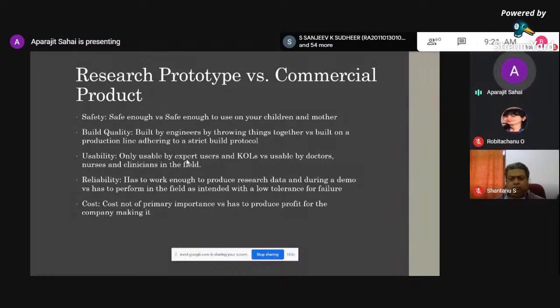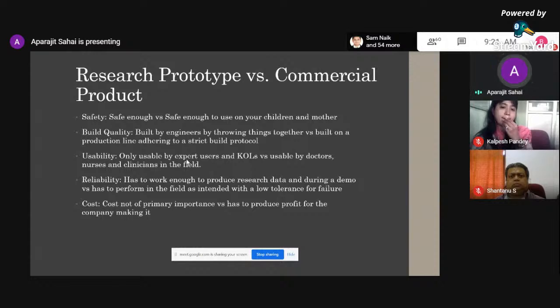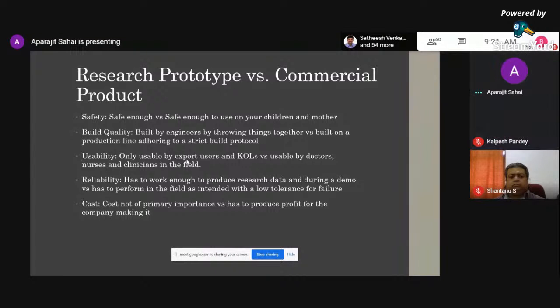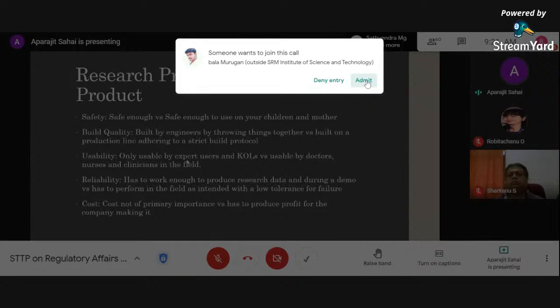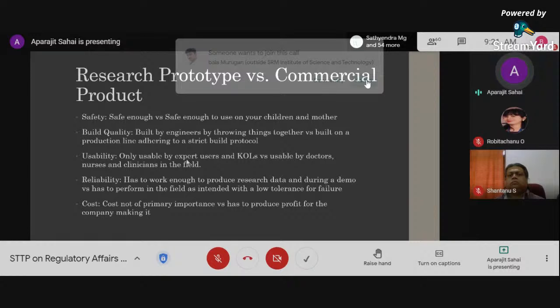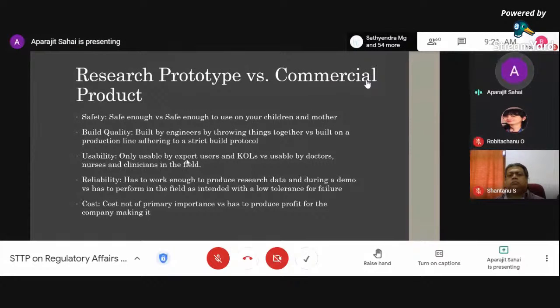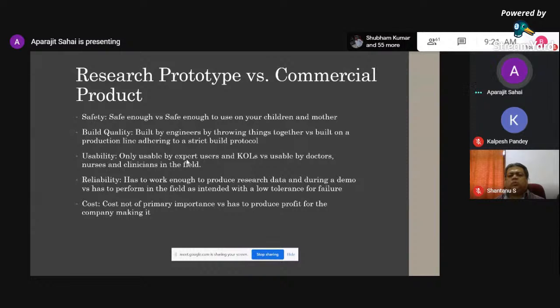But with regards to a commercial medical device, it has to turn a profit for the company. It sounds bad to say that, but at the end of the day, if you cannot sell a device and make a profit, the company won't survive. So the commercial medical device that you manufacture has to be something that is going to turn you a profit. So it has to be made in a cost-effective manner, at the same time also ensuring that it is safe, it has a good build quality, it is usable, and that it is reliable. So this is not an easy task, of course, but you have to do it.